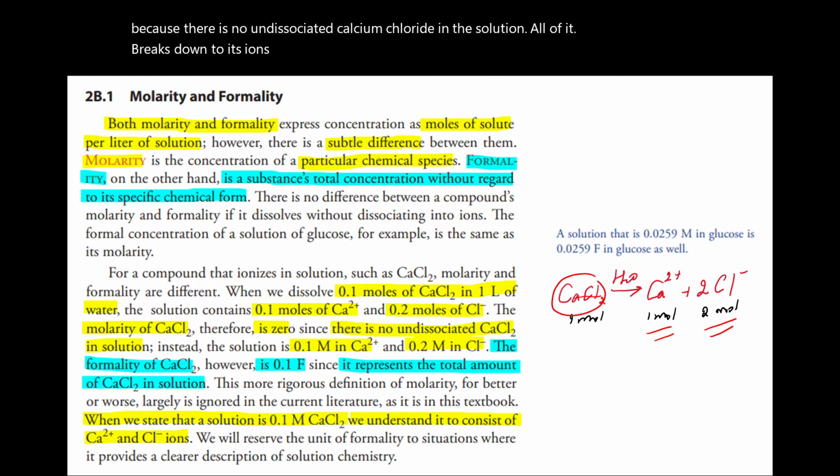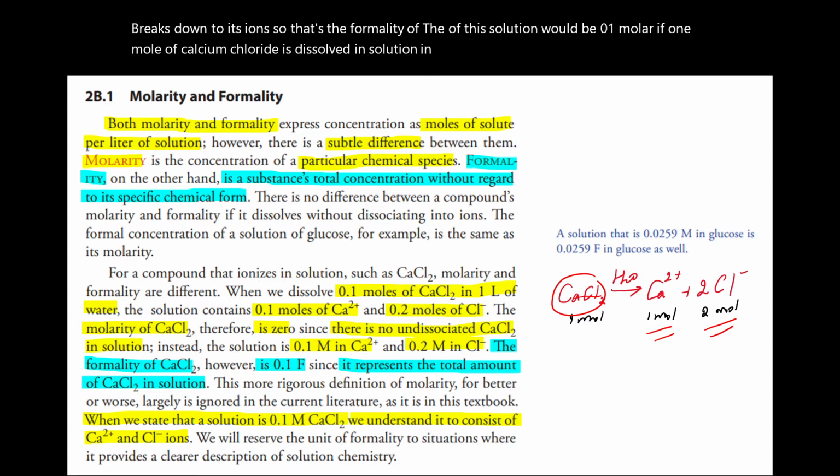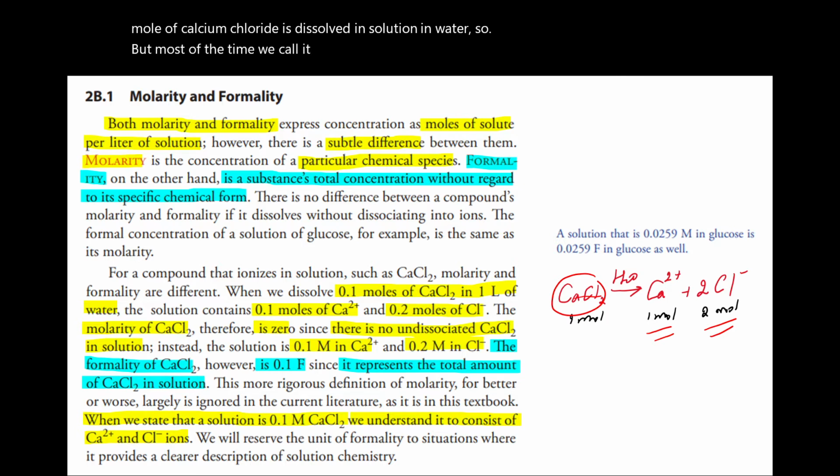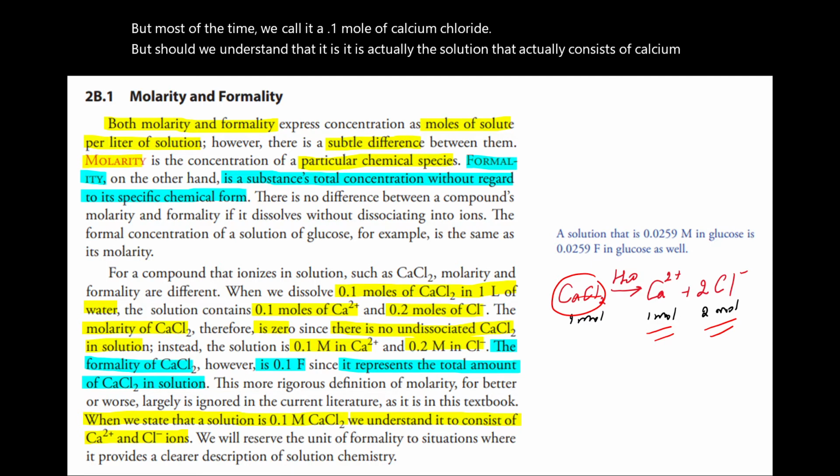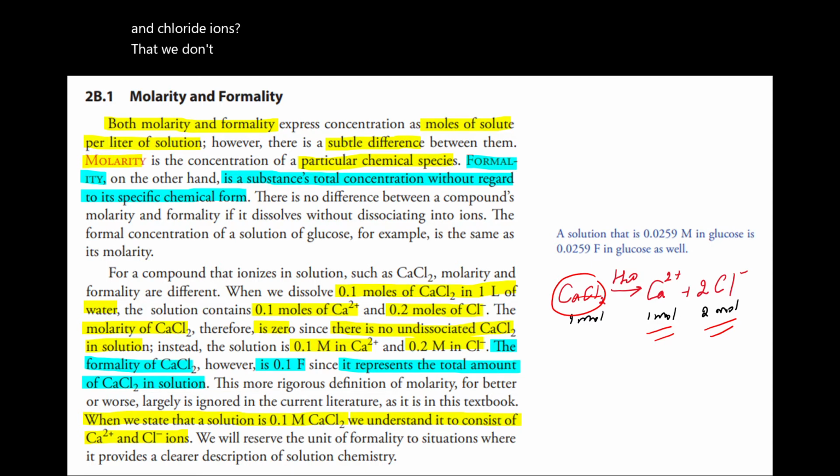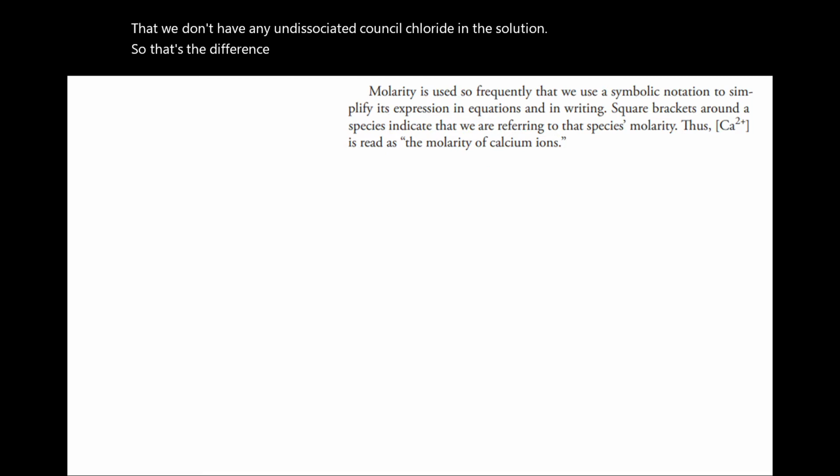So that's why the formality of this solution would be 0.1 molar if 0.1 mole of calcium chloride is dissolved in a liter of water. But most of the time we call it 0.1 molar calcium chloride. We should understand that the solution actually consists of calcium ions and chloride ions, and that we don't have any undissociated calcium chloride in the solution. So that's the difference between molarity and formality.